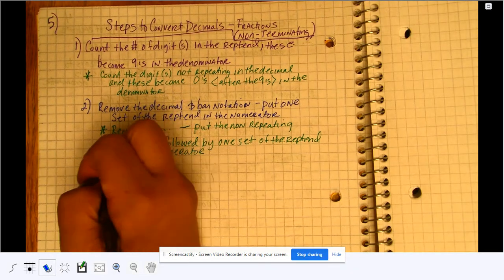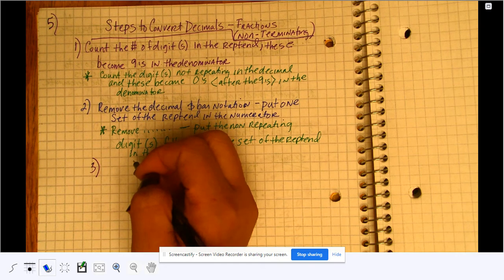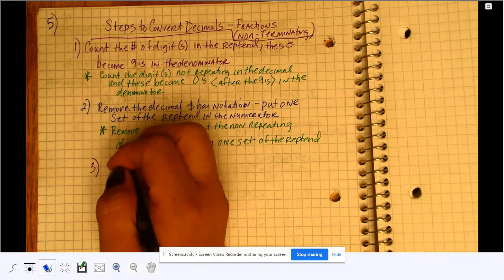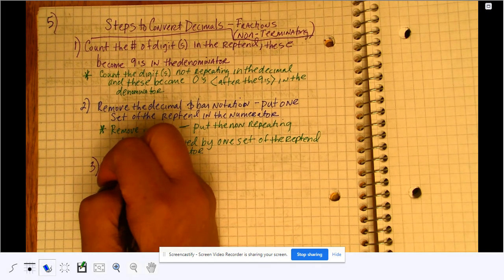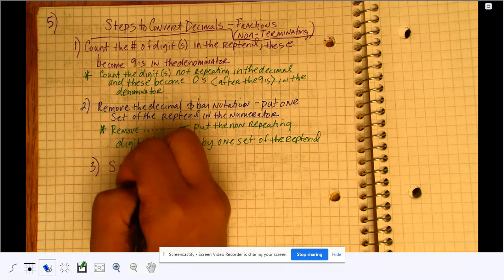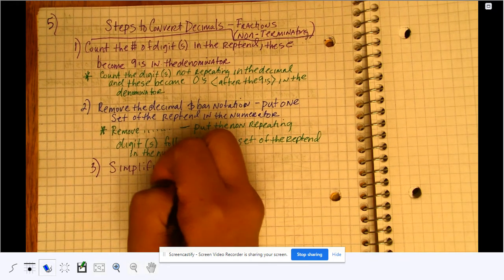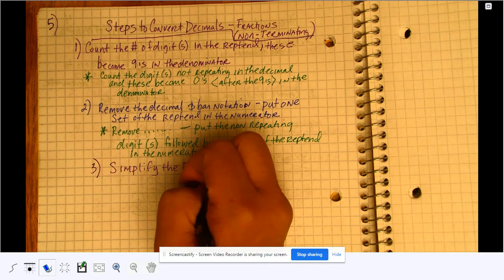Step 3 is the same as what we saw when we're reducing terminating decimals, and that is simplify the fraction.